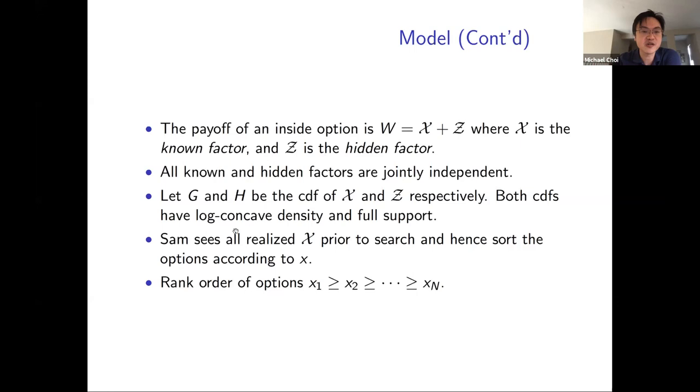So again, in the beginning of the game, Sam will see all the X's realized. Because all the hidden factors have the same distribution, the reasonable thing you would expect Sam to do is to rank order the known factors in descending order. So you should expect Sam to explore the box with the highest known factor first, and then the second highest. So these X's are actually the order statistics of the known factors.